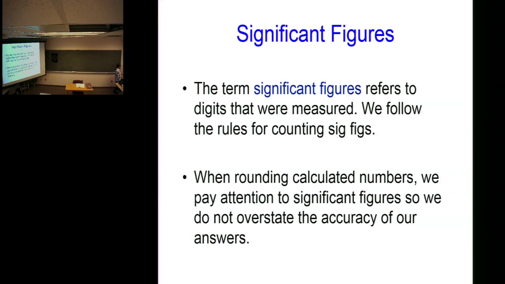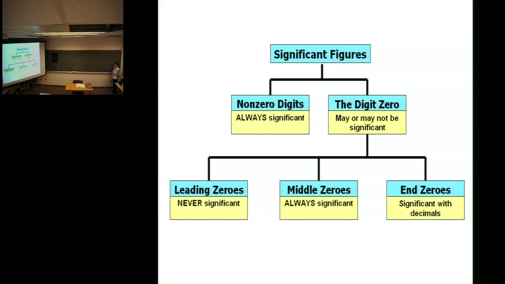All right, so how do we define significant figures? Any nonzero digit is significant. That's easy. All the digits 1, 2, 3, 4, 5, 6, 7, 8, 9 are significant. Now, it's the 0 that becomes questionable. With the zeros, we have 3 conditions: leading zeros, middle zeros, and end zeros. So let's talk about that.